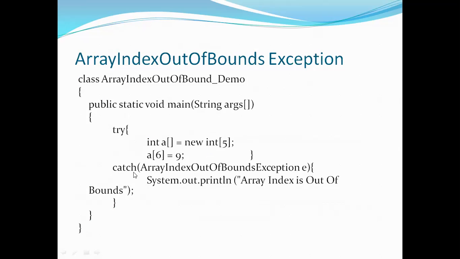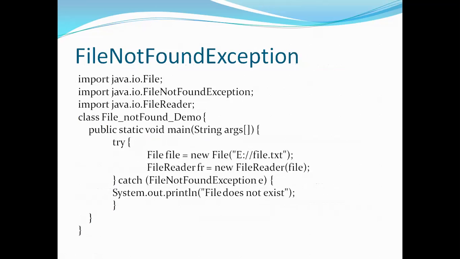So this try block raised an exception which should be handled by the catch block. Now in the catch block, it knows that this is a category of array index out of bounds exception. So I'll take that class with an object, and inside that I'm just printing "array index is out of bounds". So this is the second type of exception.